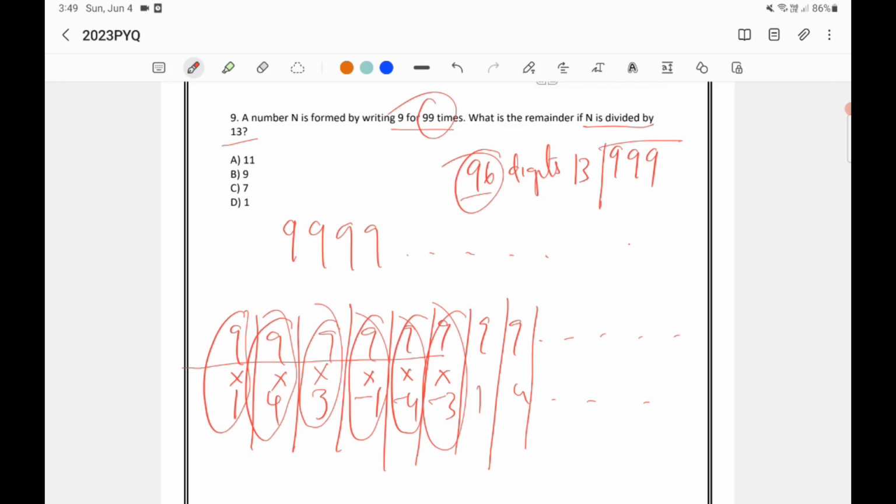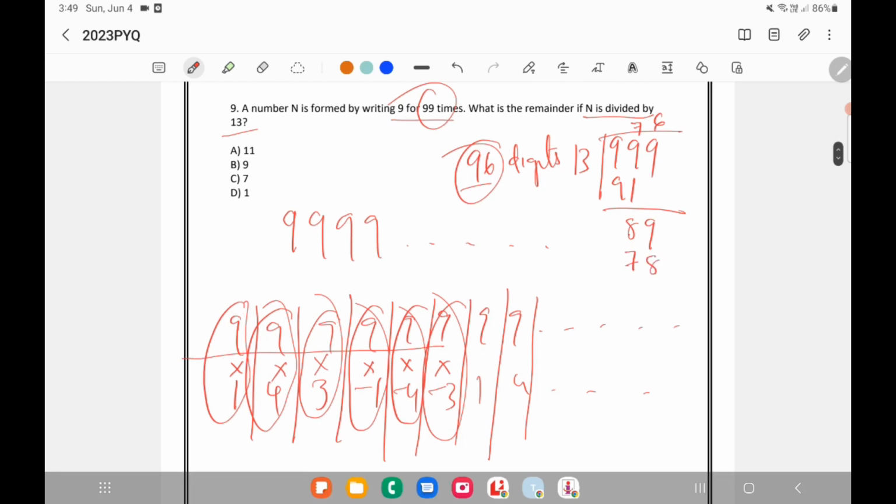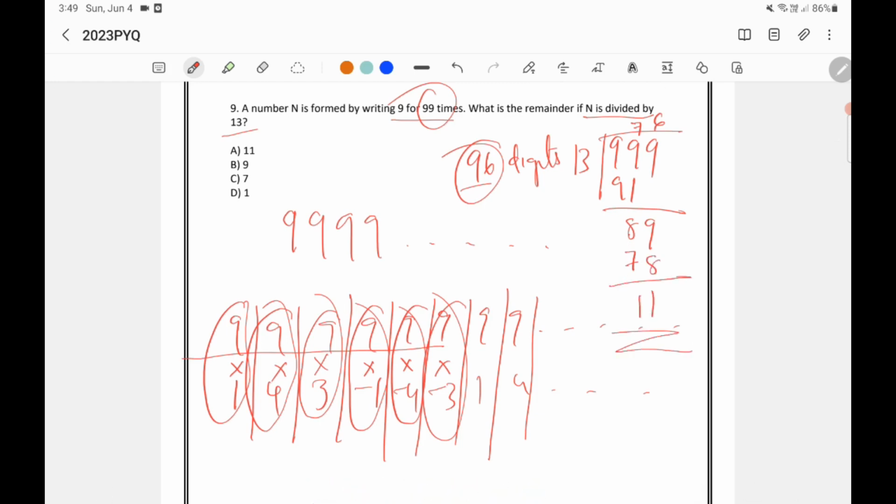So what will come? Just do this. 7 into 13 is 91. Then this is 89. 6 into 13 is 78. So you will get remainder as 11. So option A is the right answer.